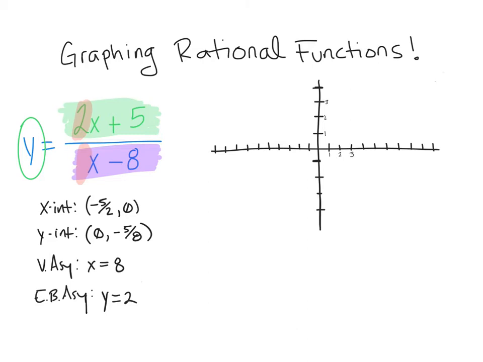So I know I have an x-intercept at negative 5/2. Negative 5/2 is just about the same as negative 2.5, comma 0. So I'm going to go over here to my graph and put a spot. Here's negative 1, negative 2, so I'm going to put a spot right about there. So negative 2.5. Then I also have a vertical asymptote at x equals 8. So I'm going to go all the way out to 8. Here we go: 1, 2, 3, 4, 5, 6, 7, 8.